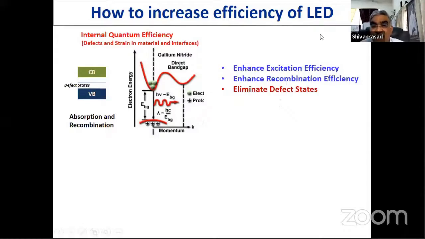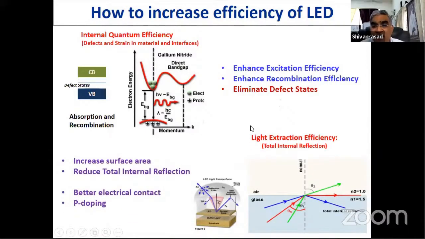So what I have to do is enhance the excitation efficiency. That means taking the electron from the house to the road. And then I have to enhance the recombination efficiency. That means I have to efficiently bring the electron in the road back to the house. And then I have to eliminate defect states. I should not have any defects in the material. Then I can get a very good what is called internal quantum efficiency, which means it is inherent to the semiconductor. I call this internal quantum efficiency. So that is what you can see here. I don't want to have any defect states in between.